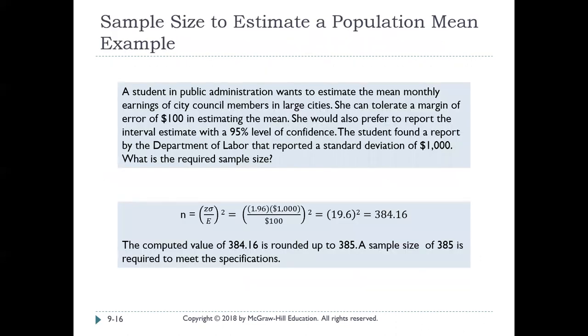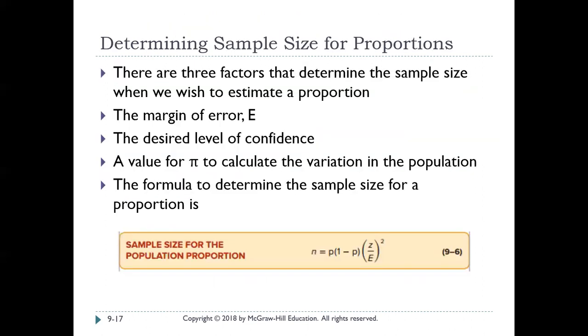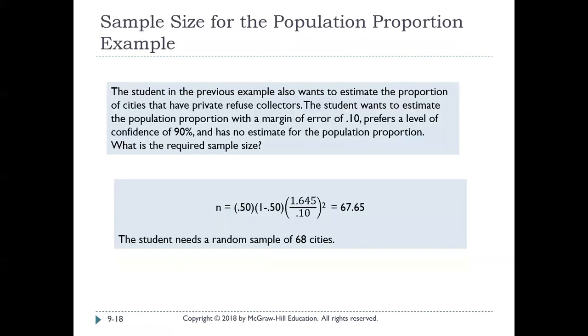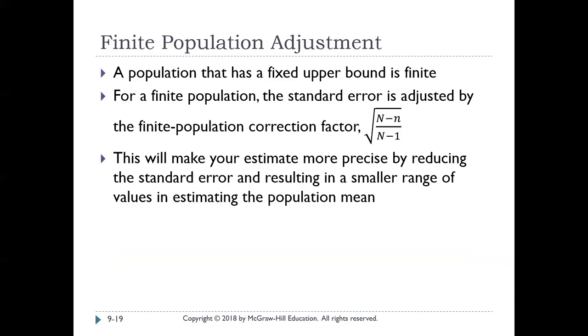So here's an example that you can go through by yourself. Here's how you would determine a sample size for a proportion. It's very, very similar. If you remember the math I was saying right before, P times 1 minus P is the variance. So we can remove the standard deviation out of this squared fraction. It's the same exact formula. Here's an example. And the last thing I want to talk about is the finite population adjustment.